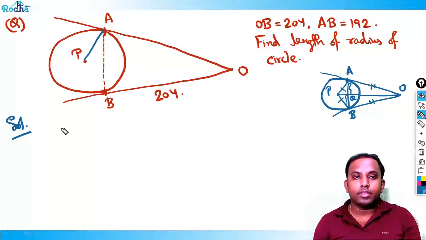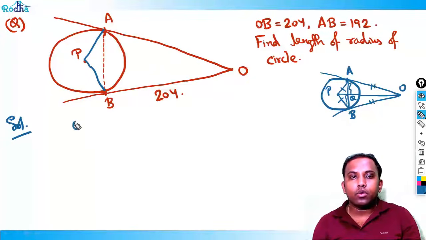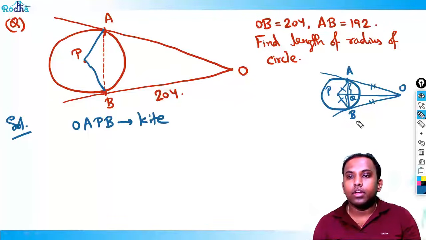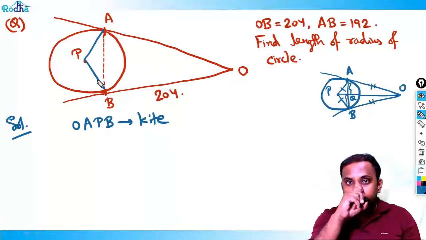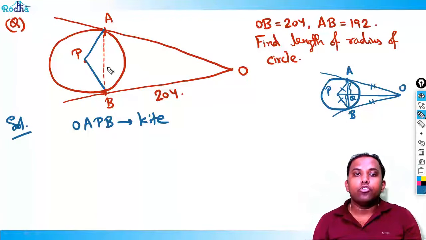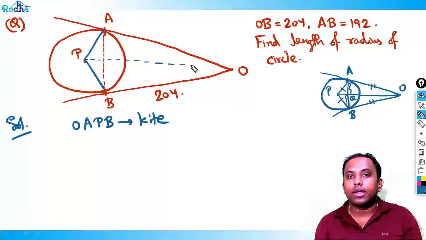This is PA, a radius. If I join this PB here, it is also a radius. So I can write here that OAPB forms a kite, right? And if OAPB forms a kite here, it follows all the properties of a kite. AB is the shorter diagonal of this kite, and OP is the longer diagonal of this kite.